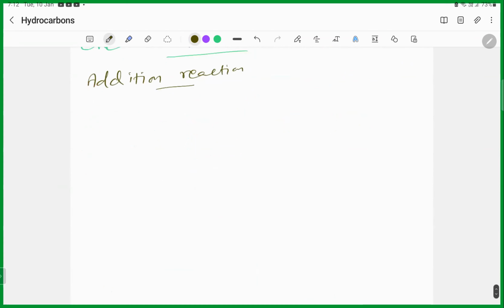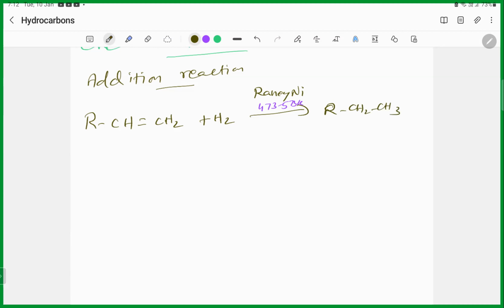When you take a symmetrical or unsymmetrical alkene and treat it with hydrogen in the presence of Raney nickel under 473 to 573 Kelvin, it gives R CH2 CH3. From alkenes, the alkane is the product. So this is one type. The name of the reaction is hydrogenation.